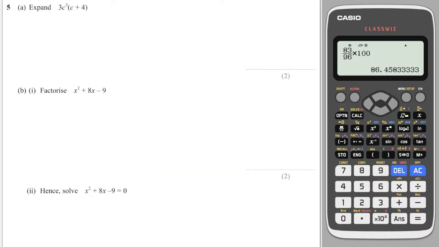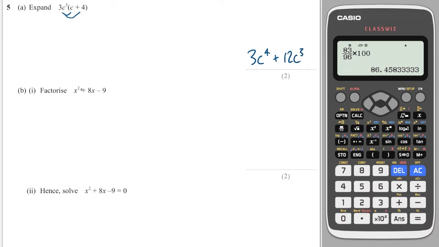Okay, next up we've got some routine algebra. I'm going to multiply out these brackets like this. So 3 times c to the 3 is 3c to the 4. Increase the power by 1 because we're timesing by c to the 1. And then times that by 4 is going to be 12c to the 3.